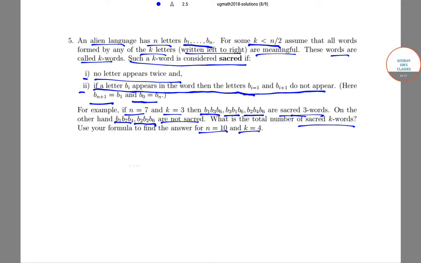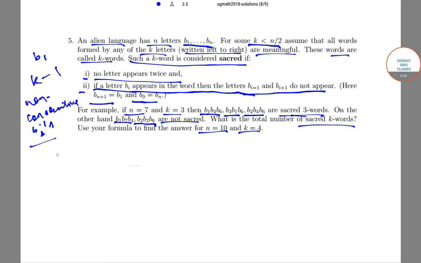Now we will count the sacred words starting with b1. Since b1 is chosen and bn and b2 are out of the picture, now in order to fill the remaining k minus 1 positions, we have to choose non-consecutive bi's. Note that specifying these bi's is equivalent to specifying the gaps between them.